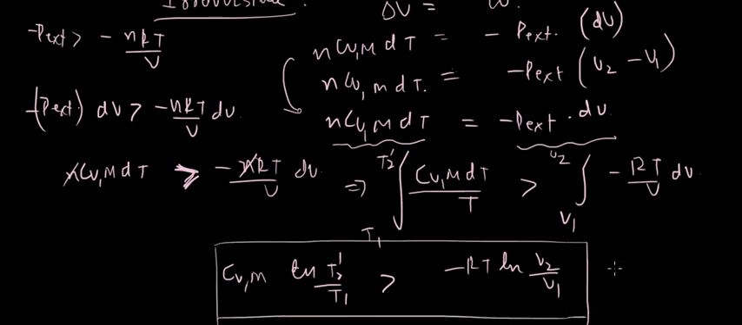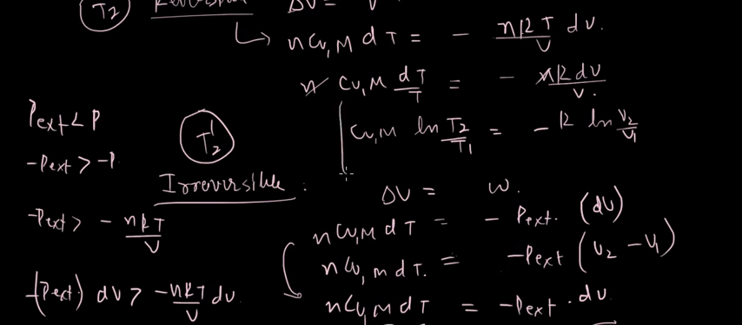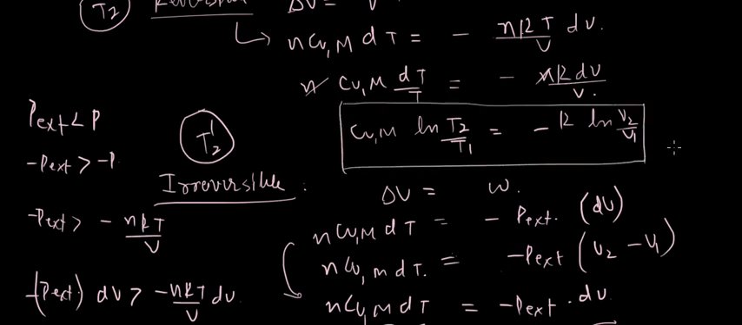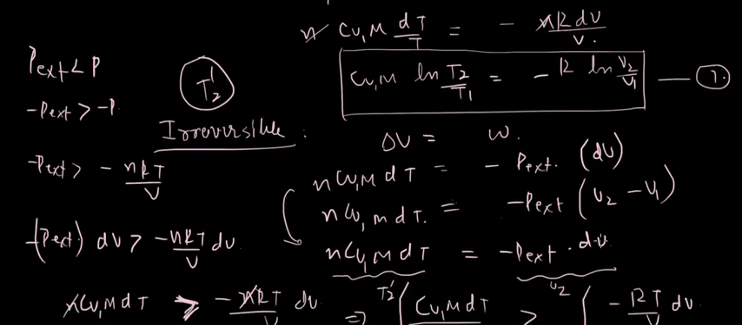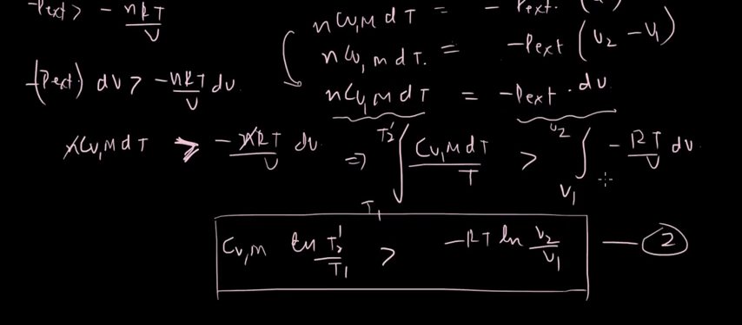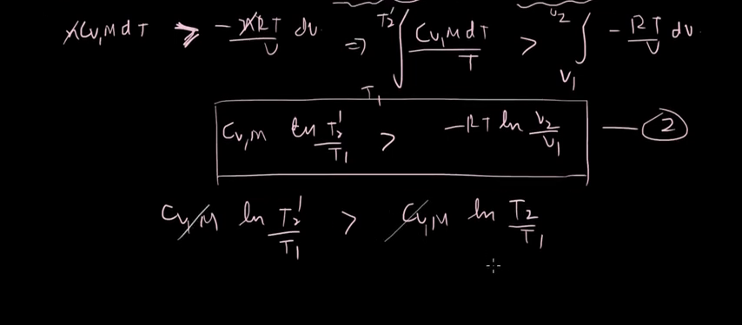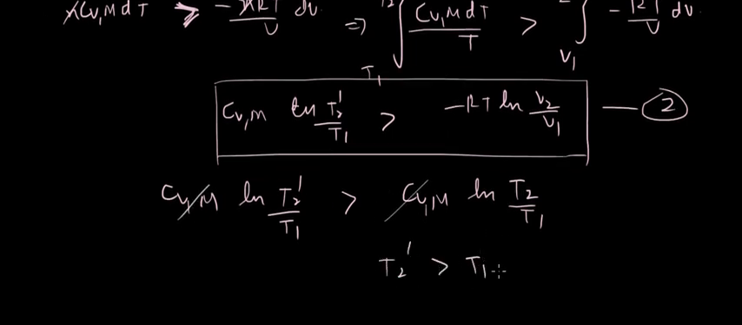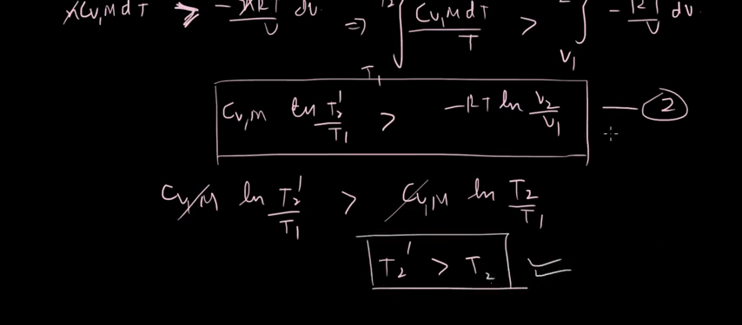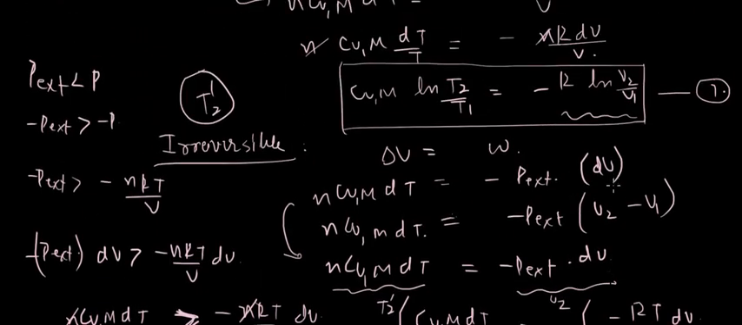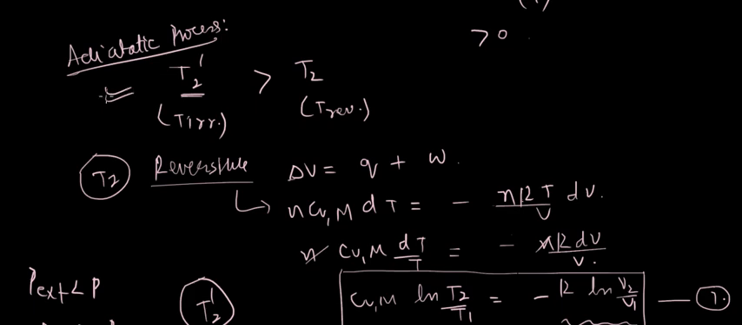Mark this as the second equation, and we already have the first equation, that Cv,m ln T2 upon T1 is equal to minus R ln V2 upon V1. So just put the value of minus R ln V2 upon V1 as Cv,m ln T2 upon T1 from the first equation into the second equation. So we get Cv,m ln T2 dash upon T1 would be greater than Cv,m ln T2 upon T1. Cv,m and Cv,m get cancelled out, so we get T2 dash would be greater than T2, or in other words T irreversible would be greater than T reversible in case of an adiabatic process, which we had already written here.